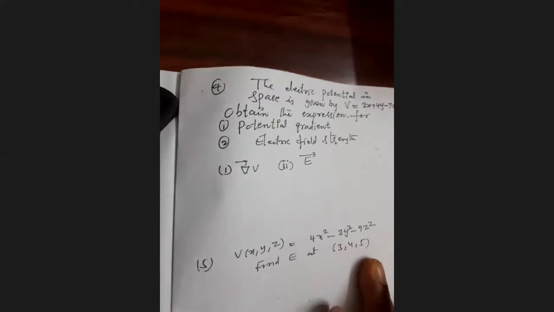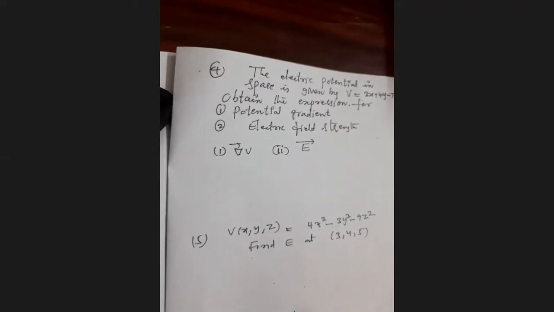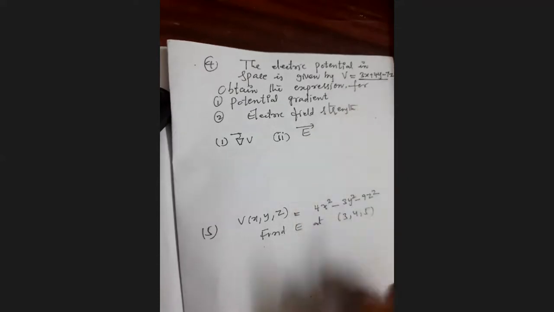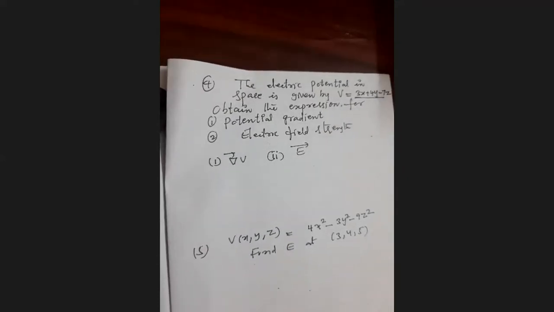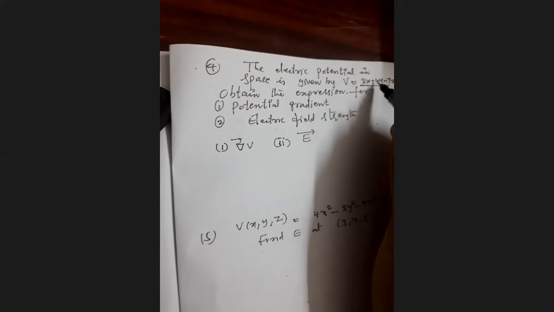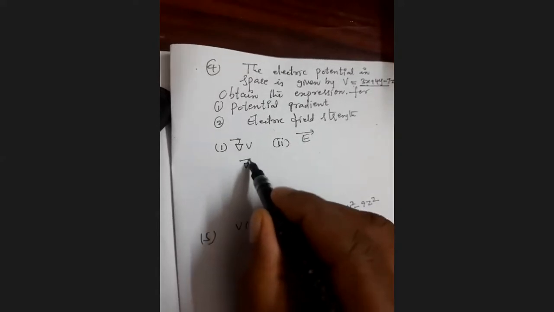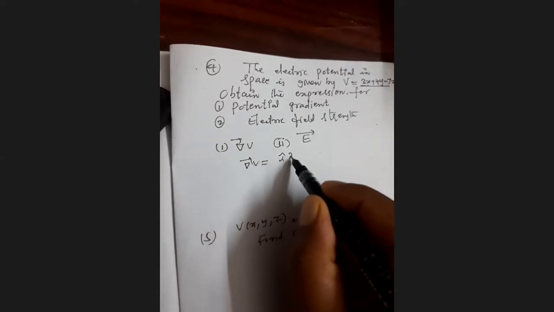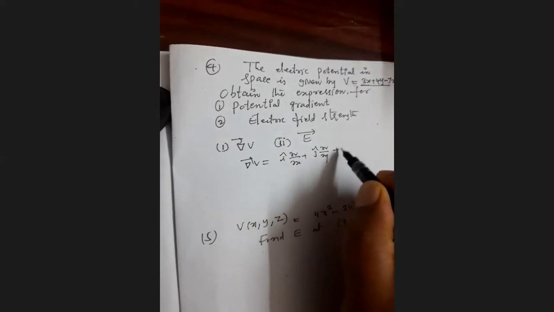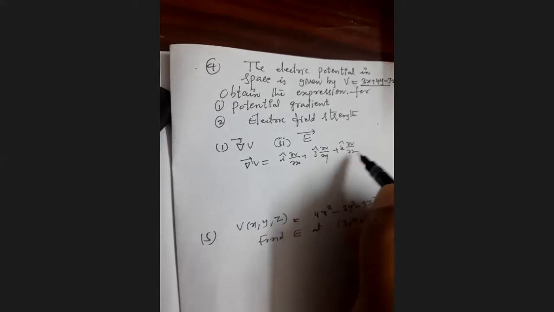Okay. The next problem is, look at this. The electric potential in the space is given by V equal 3x plus 4y minus 7z. Obtain the expression for potential gradient and electric field strength. Potential V equal 3x plus 4y minus 7z. Gradient del bar V equal to i cap dou V by dou x, j cap dou V by dou y plus k cap dou V by dou z.